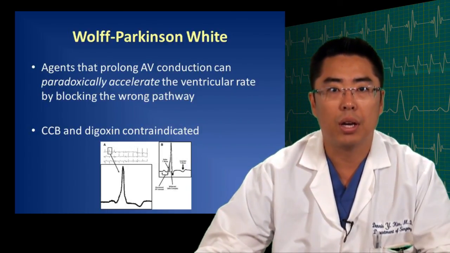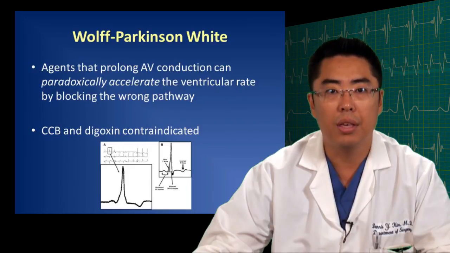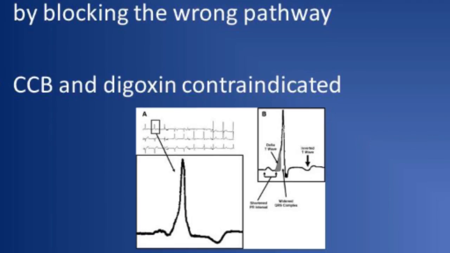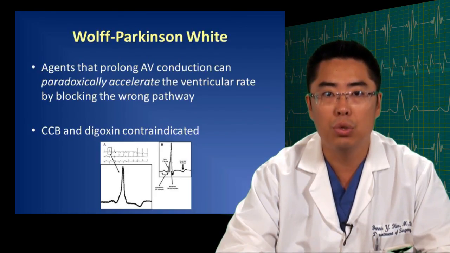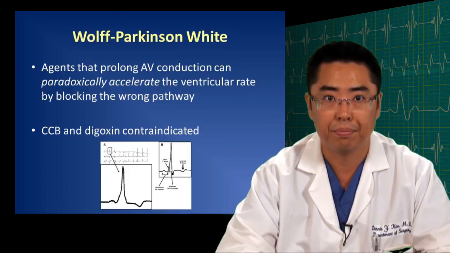Wolff-Parkinson White is characterized by a few things on the EKG. Number 1, there is usually a short PR interval. Number 2, the presence of a delta wave. And number 3, a wide QRS complex. These findings are usually the result of a prolongation of AV conduction, as well as simultaneous stimulation of the ventricles through the normal conduction pathway, as well as the accessory pathway.